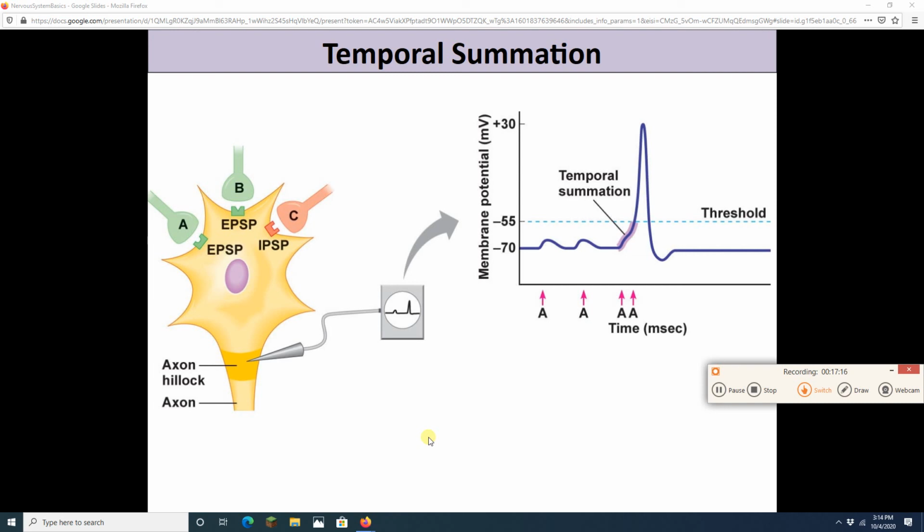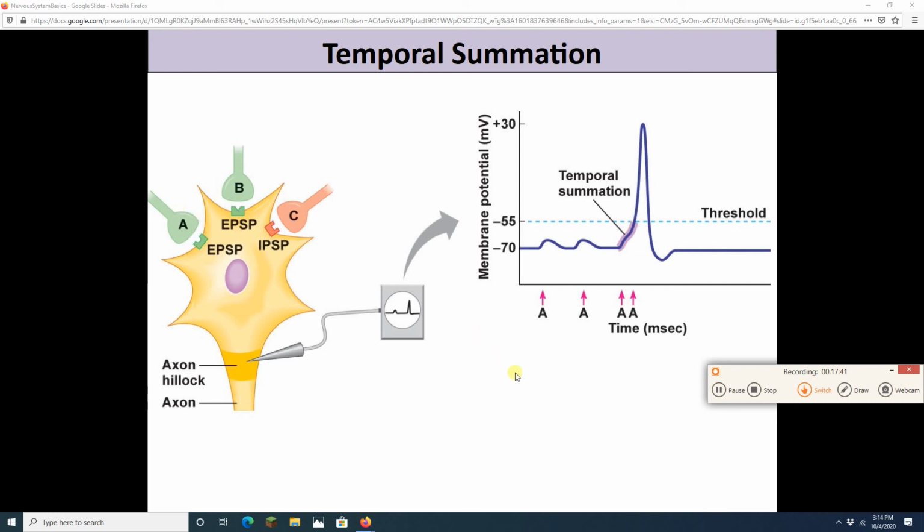And there's a name for this. It is called temporal summation. Summation because we're summing, we're adding graded potentials together. And we're using a single synapse, but just at different points in time are we creating graded potentials. So because it's at different points in time, this is called temporal summation.